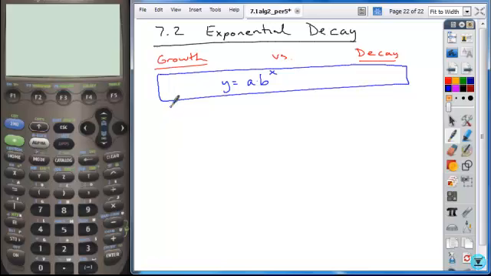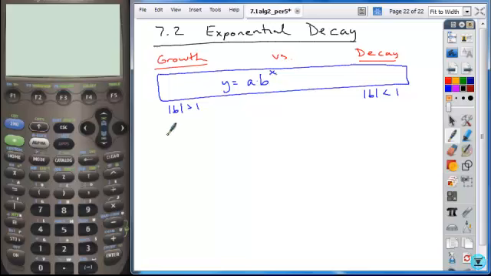The only difference is, in growth, the absolute value of b is greater than 1. In decay, the absolute value of b is less than 1. And there's a couple different ways that you can approach this relationship or derive this relationship. Okay? The easiest or the first way is to just have a base that fits that number.